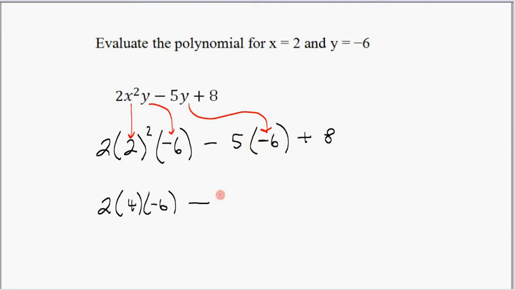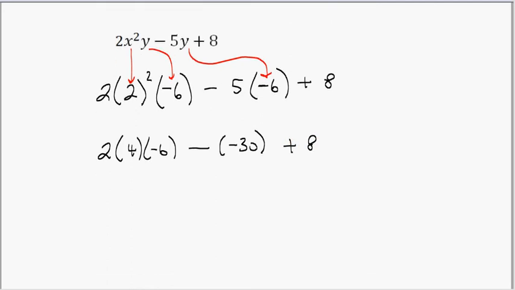Well, 5 times a negative 6 is a negative 30 plus 8. Now, if you're thinking, well, couldn't you have just said negative 5 times negative 6 and gotten a positive 30, or a plus 30? And if you're thinking that, you're absolutely right. You could think of it either way. I'm going to end up with plus 30 in my next step anyway. So you could have gone directly to plus 30 instead of minus a negative 30.